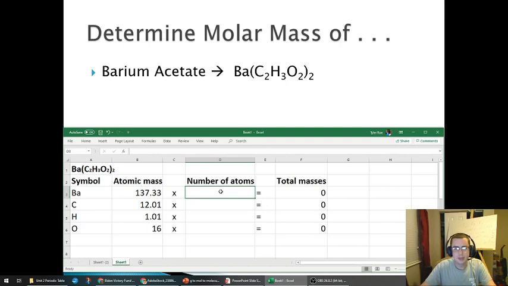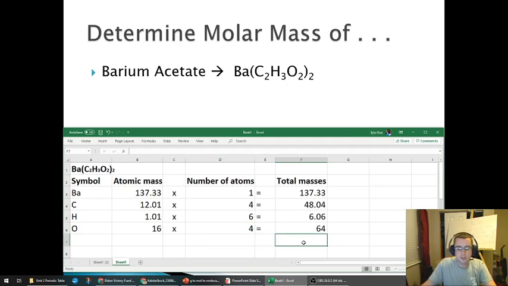Okay, barium, I have one of them. Carbon, so normally I would have just had 2 of them, but it's inside of parentheses with the 2 on the outside, so I'm going to have 4. Same sort of thing with hydrogen. I was going to have 3, now I've got 6. And then oxygen goes from 2 to 4. Then of course we add them all up together. So 137.33 plus 48.04 plus 6.06 plus 64, and we get 255.43 grams per mole. Always, always, always remember your units.